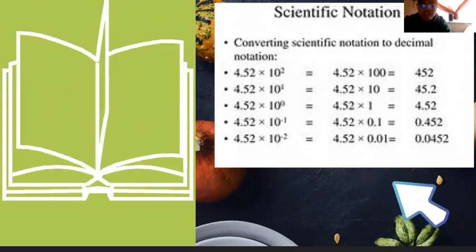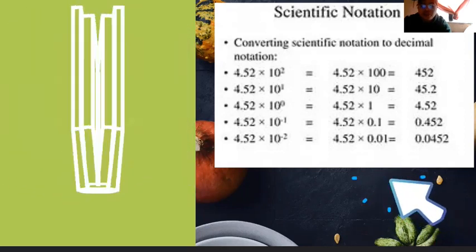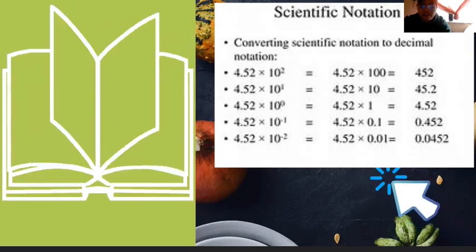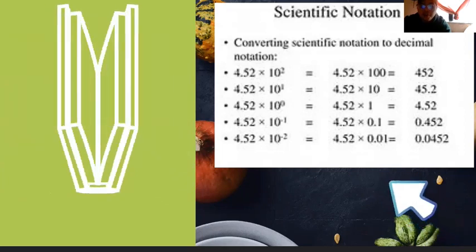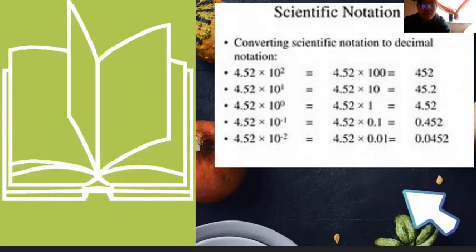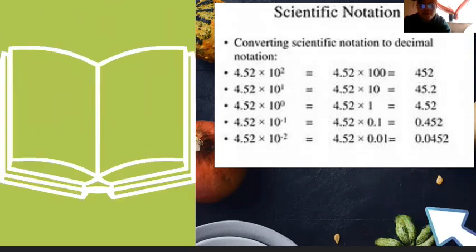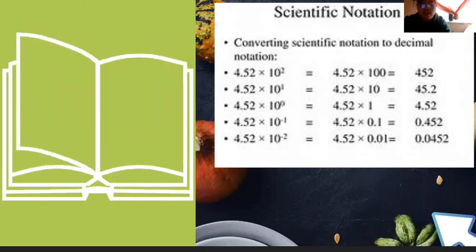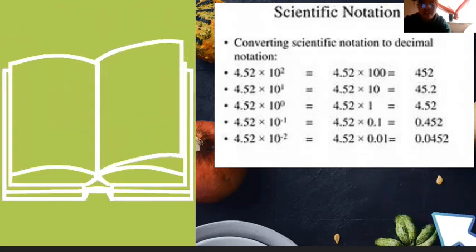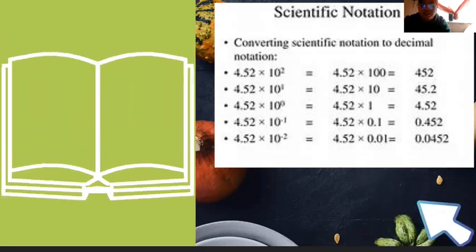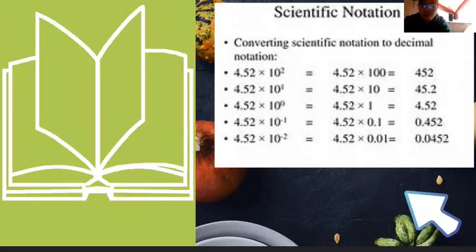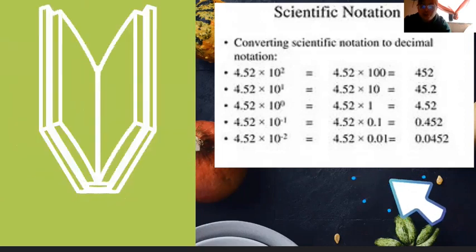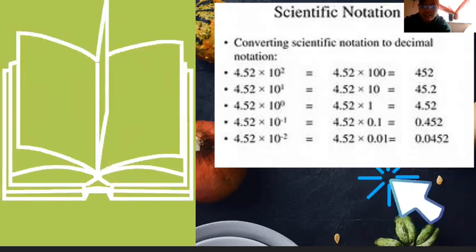If the exponent is negative, like 4.52 times 10 to the negative 1, you will move from right to left. For example, 4.52 times 10 to the negative 1 becomes 0.452, and you add a 0.